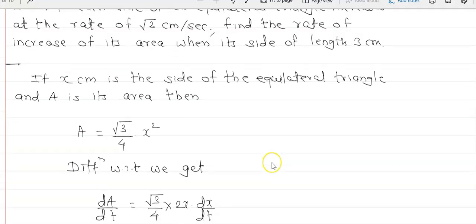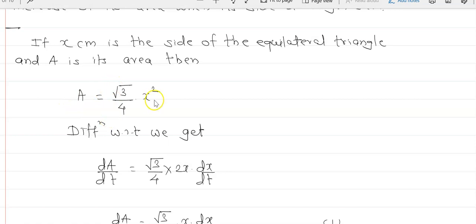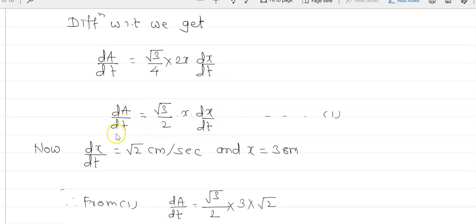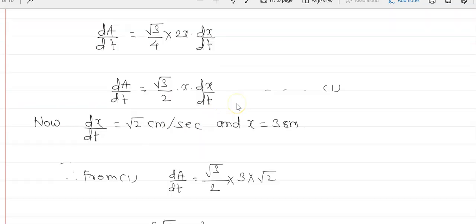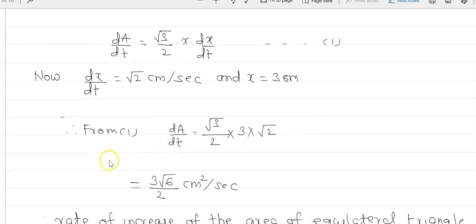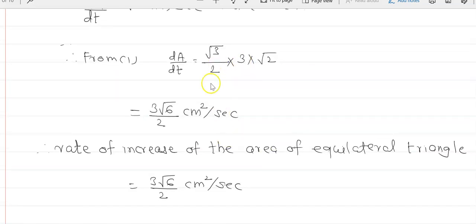See the second problem. Very simple problem. We have A is equal to root 3 by 4 x square. Differentiate this with respect to t. dA upon dt is equal to root 3 upon 4 x square. Derivative of x square is 2x dx upon dt. Substitute the value. dA upon dt is equal to root 3 upon 2 into x into dx upon dt. dx upon dt is root 2 centimeter per second. x is equal to 3. Therefore, from 1, you will get dA upon dt is equal to root 3 upon 2, x is 3, dx upon dt is root 2, and after calculations you will get 3 root 3 into root 2, that is root 6 upon 2, and hence the rate of increase of the area of the equilateral triangle is 3 root 6 upon 2 centimeter square per second.